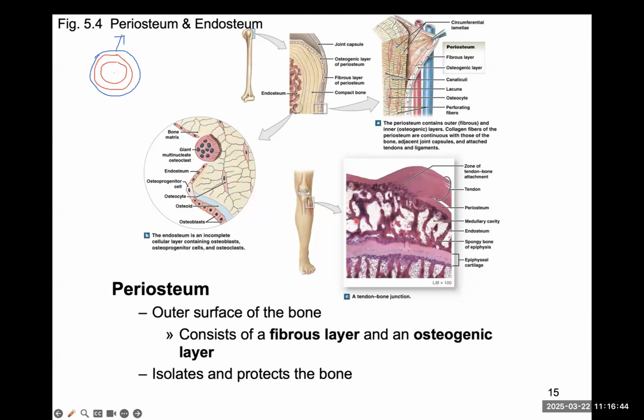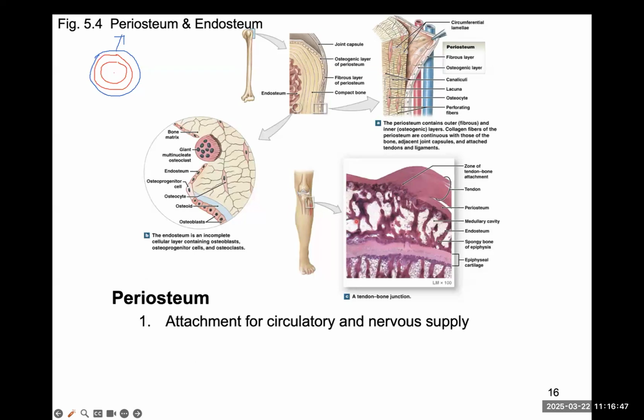It isolates and protects the bone. So the function of the periosteum is to be the attachment for the circulatory and nervous system supply. This is where you have your nerves that are attached. And I remember I said that your blood vessels need to go in there to feed the osteocytes, otherwise they're going to be deprived of nutrients. So osteoblasts are actively involved in bone repair and growth.